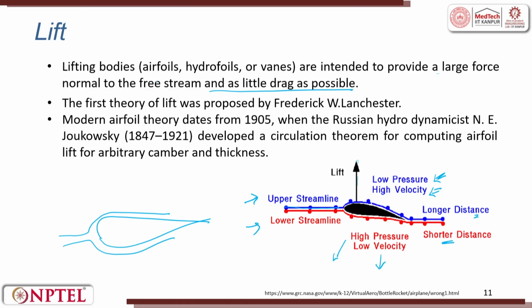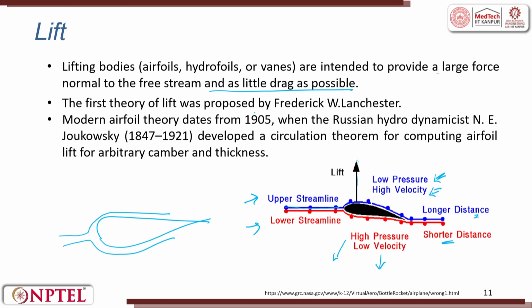The same thing happens for a ship also. Now we are talking about a plane, and for a ship we do almost the same, but the upstream and downstream, long distance and short distance, may be equal or can be varying. The lifting bodies are intended to provide a large force normal to the free stream and as little drag as possible, because the drag is the resistance.